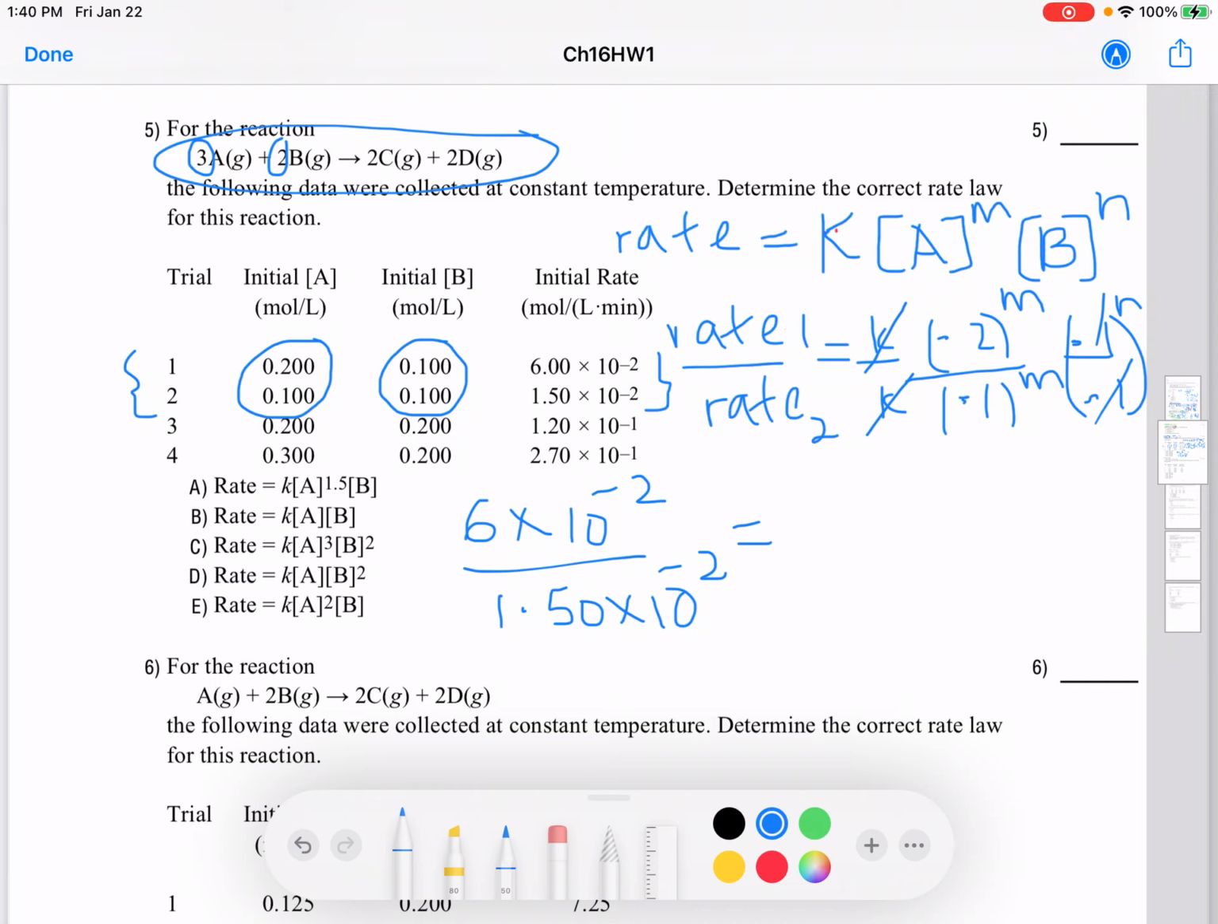So 0.2 over 0.1 is 2 raised to the power m. 6 over 1.5 is 4. So 4 equals 2 raised to the power m. So then m equals 2, right? Because 2 times 2 is 4. So m is 2.